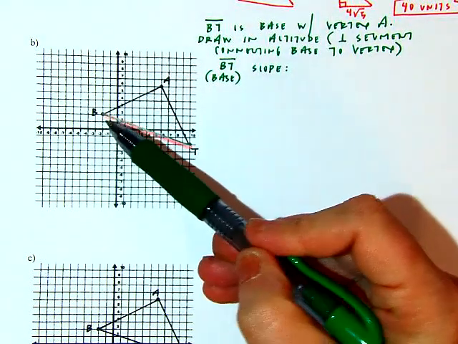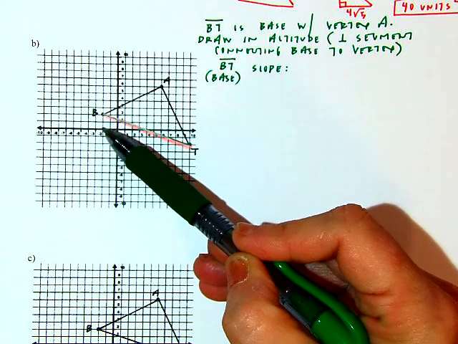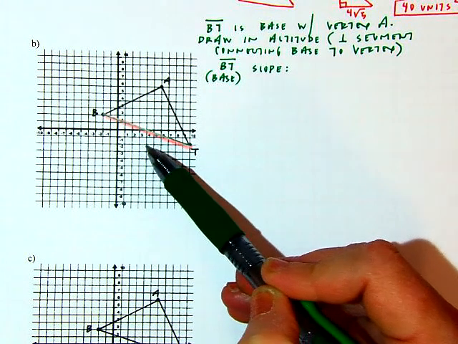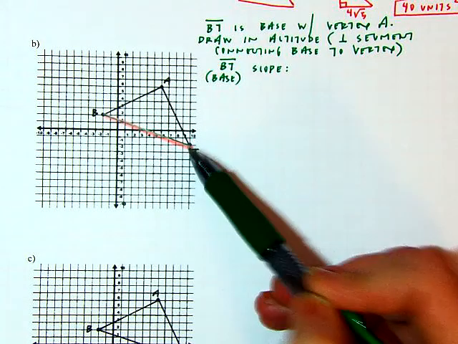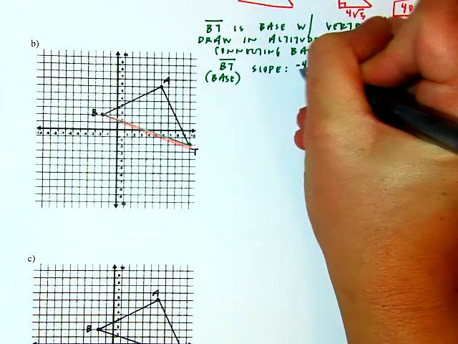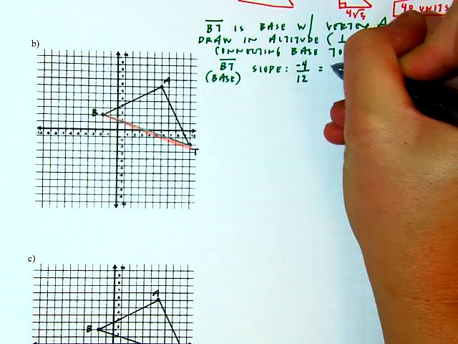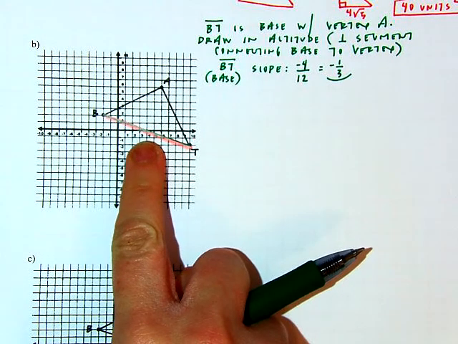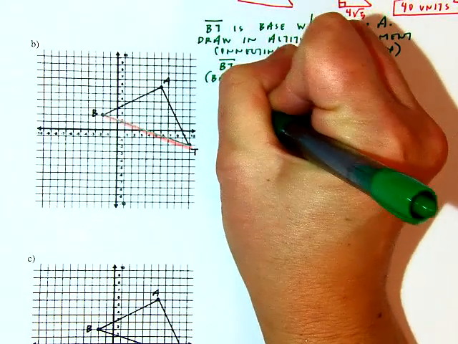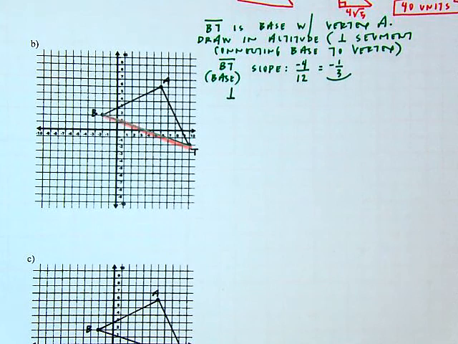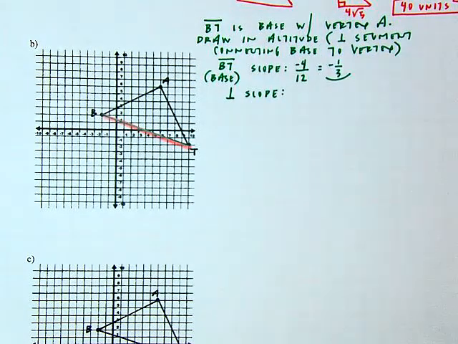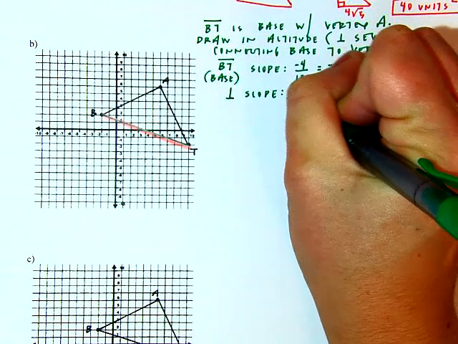All right, so here we can see that we're going down 1, 2, 3, 4, and then going right 1, 2, 3, 4, 5, 6, 7, 8, 9, 10, 11, 12. So down 4, right 12. Reduces to 1/3. All right, so this slope is -1/3, which means that the slope of a line or segment that is perpendicular has got to be the opposite reciprocal, +3.